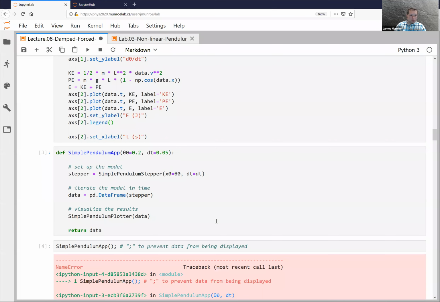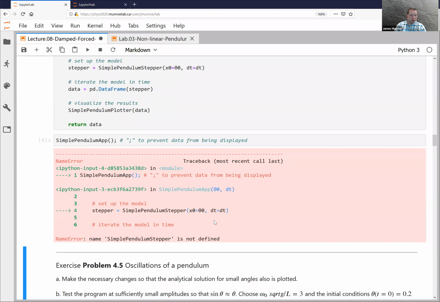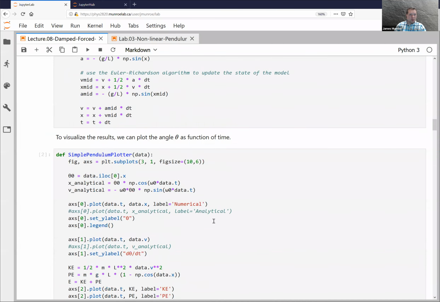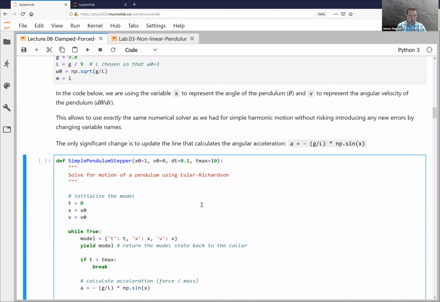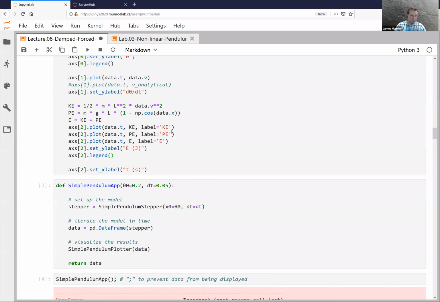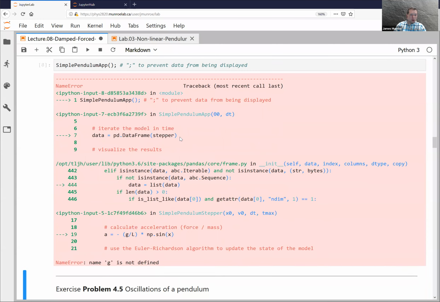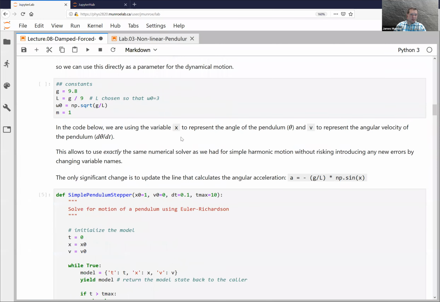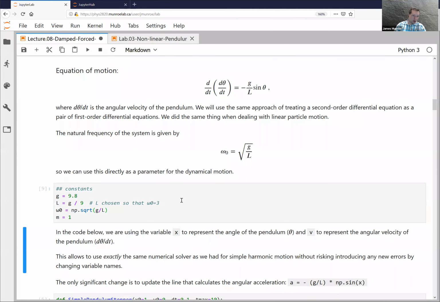Now, simple pendulum stepper is not defined. That probably means I just missed something. There we go. G is not defined. I missed something else. Always run all of your cells. Let's try again.